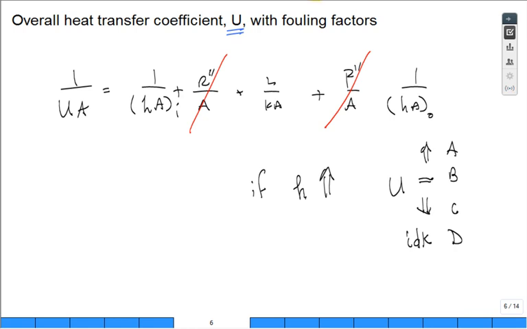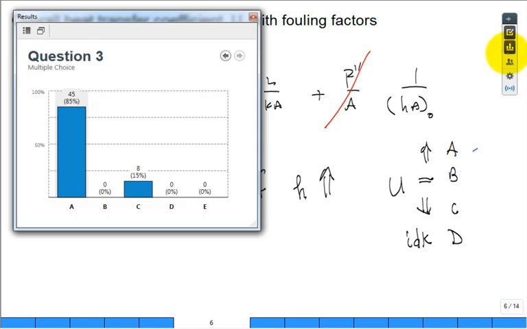Yeah, let's go ahead and stop this. So if the h goes up, what happens to this group of terms right here? Let's say that's the h that changes. If it goes up, what happens to that group of terms? It goes down. The rest of these constants stay the same. But because that one term went down and the rest of them stayed constant, does this term have to go down or up to match? Has to go down. And we're not changing area. To make the 1 over UA go down, what does U have to do? Has to go up. What's the right answer? A, let's grade it.